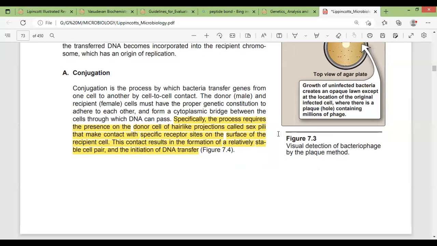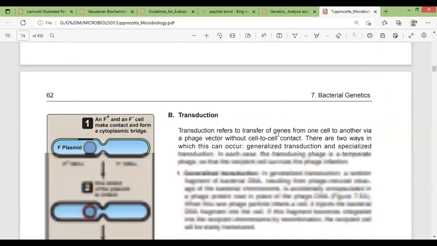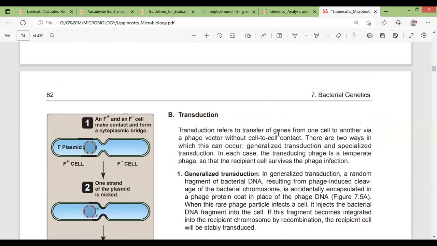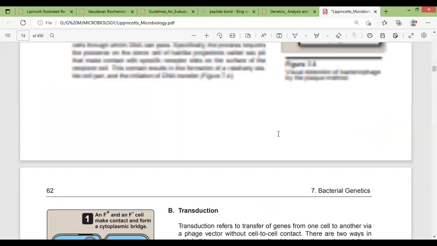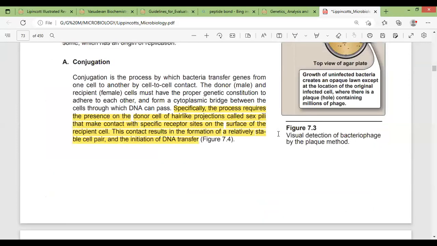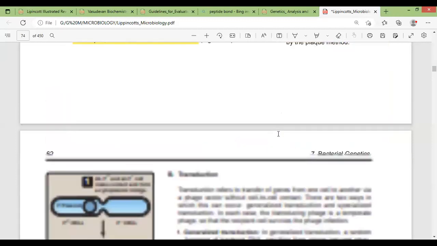They share their DNA strands, and then they both live there feeling, yes, I am now resistant to nitrofurantoin, right? No, so that's one mechanism, conjugation. What do we need in conjugation? A sex pilus. We need a donor and a recipient. Who has the sex pilus? The donor has the sex pilus. The male has the sex pilus.